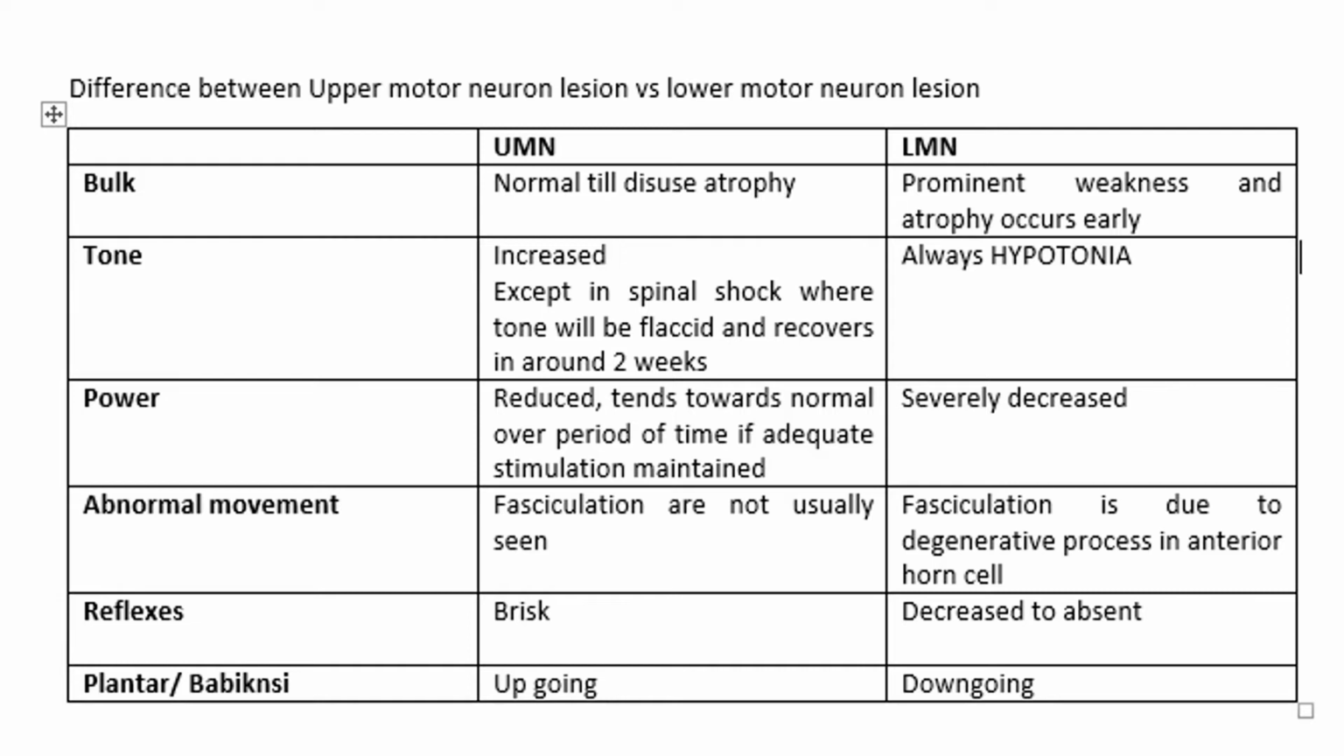Power is reduced in upper motor neuron lesions because you don't have full control over it. Lower motor neuron lesions are going to be severely decreased. For abnormal movements, fasciculations are not going to be seen in upper motor neuron lesions, but lower motor neurons are going to have fasciculations. They're due to the degenerative process in the anterior horn cell. Fasciculations can be seen as twitches. They could be normal, they could be lower motor neuron lesions, or they could also be a sign of ALS.